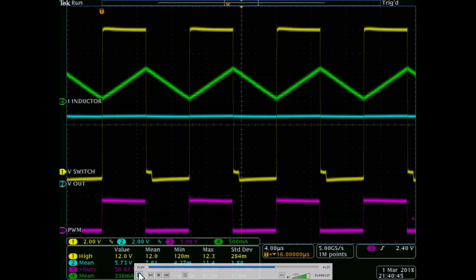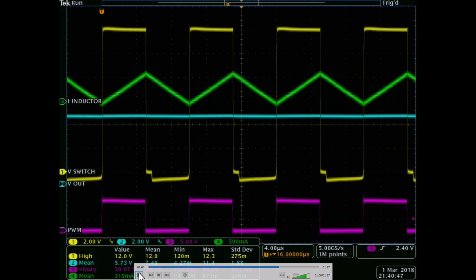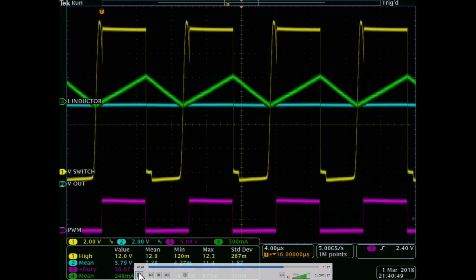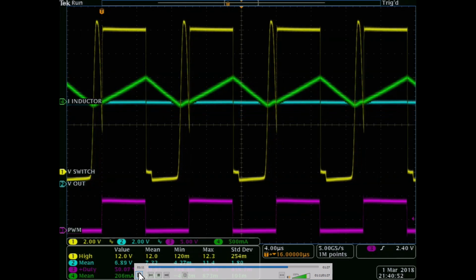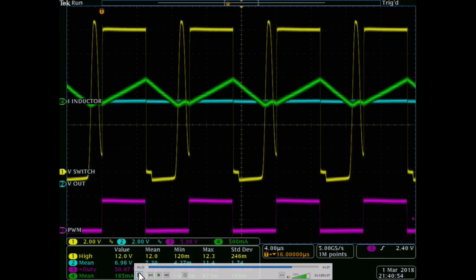So now we're back to kind of continuous conduction mode. Here we're going into discontinuous conduction mode, and again we see the ringing at the switch node.